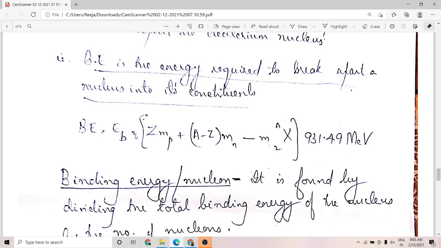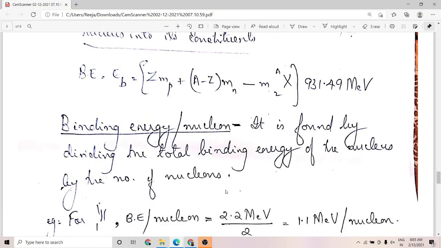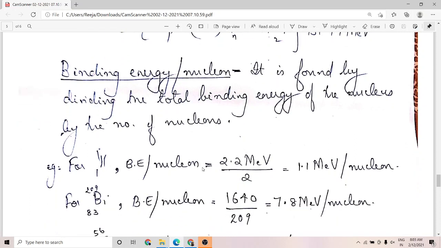Next, what is binding energy per nucleon? The total binding energy of the nucleus divided by the total number of nucleons will give us the binding energy per nucleon. So for hydrogen, the binding energy per nucleon is 2.2 divided by 2. Sorry, it's not for hydrogen, it is for deuterium, H 1, 2. It must be 2 here. That is why we divided by 2. So the binding energy per nucleon for the deuterium nucleus is 1.1 MeV per nucleon.